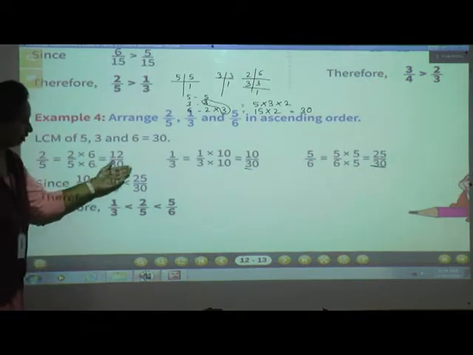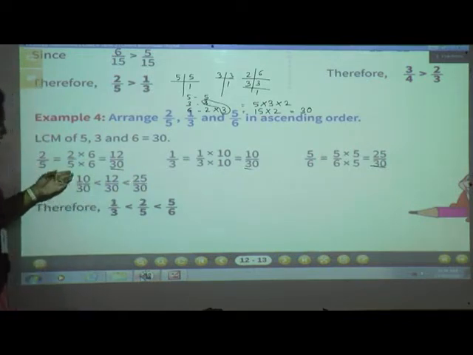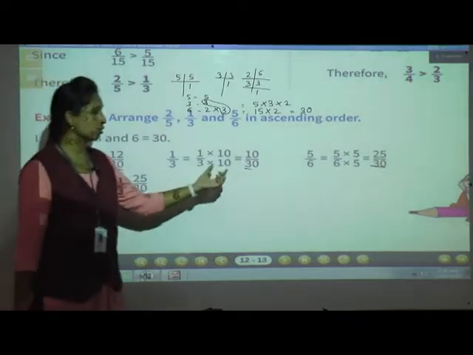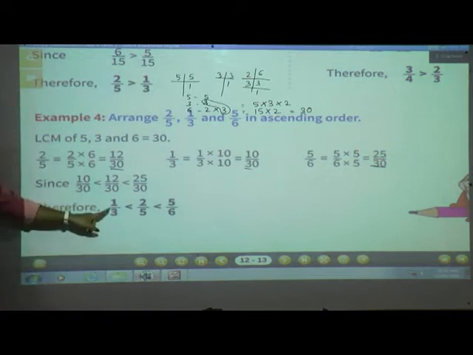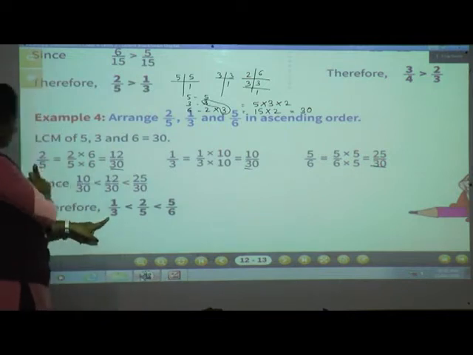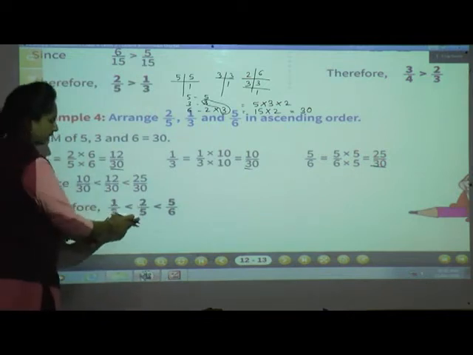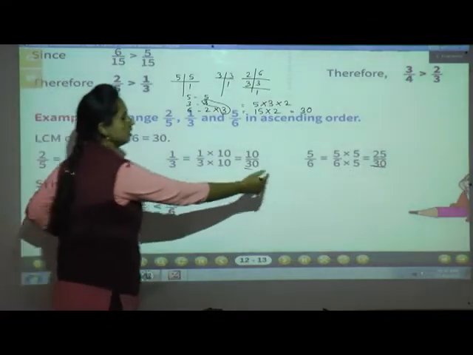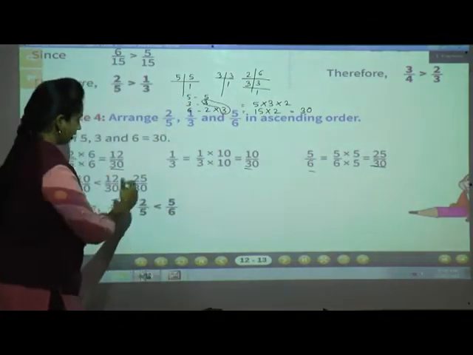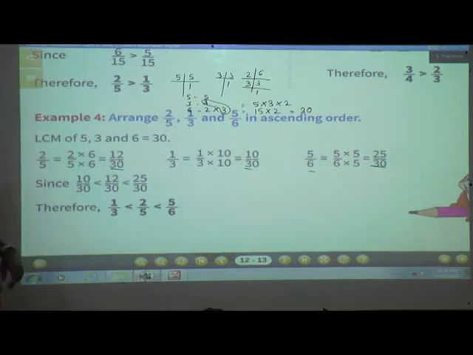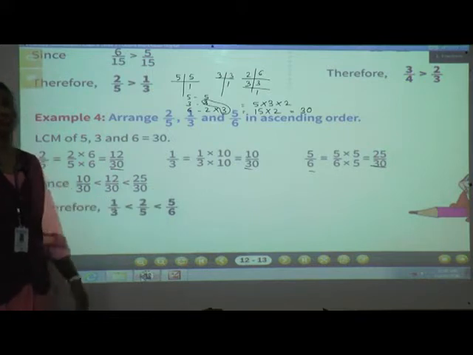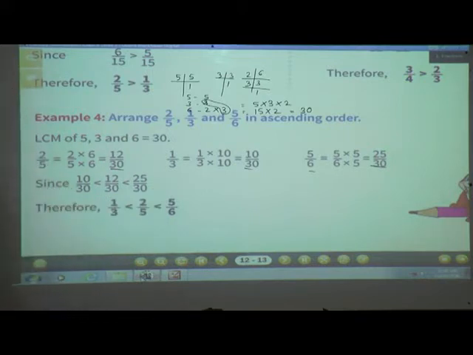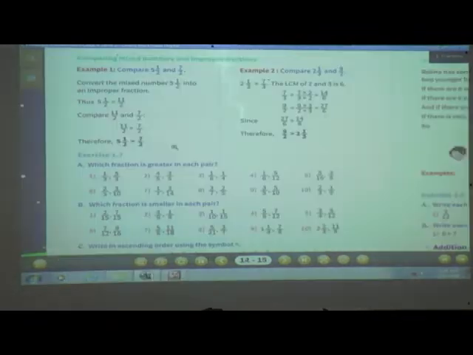Smaller to greater. But what is the value of 10 upon 30? 10 upon 30 means 1 upon 3. Again write. What does 12 upon 30 mean? 2 upon 5. Right. What does 25 upon 30 mean? 5 upon 6. Right. So 1 upon 3 is first, then second 2 upon 5, then third 5 upon 6. Is that clear? Yes. Now we will solve the next example.